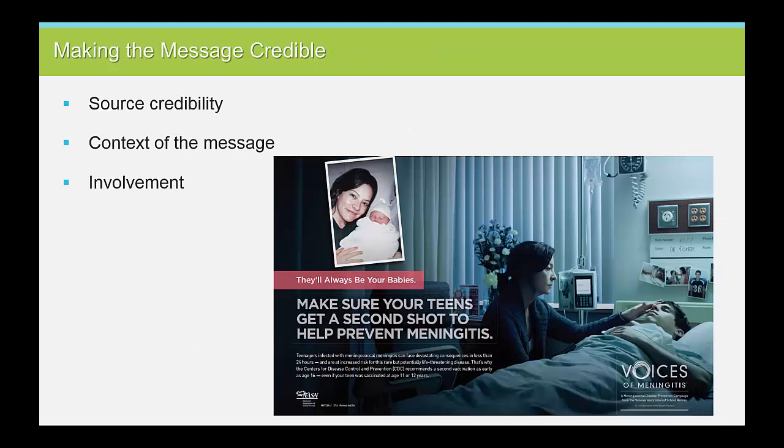We've now gone through the process of getting the audience's attention and making the message understandable. The next step is to make the message credible. Without message credibility, the receiver of the message may discontinue the message or even take an opposing viewpoint. Source credibility is a key variable in message credibility.